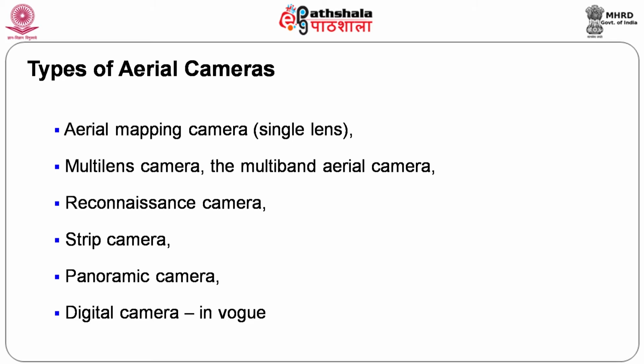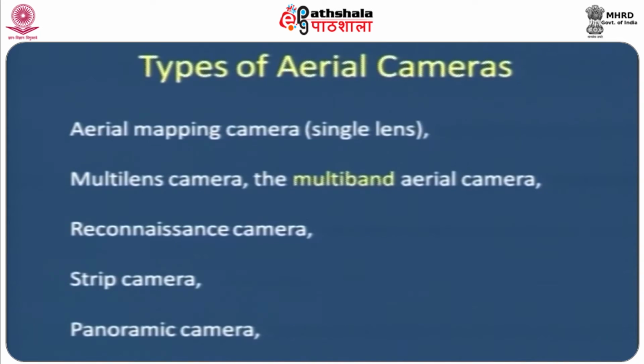Strip camera. This is the ideal one, especially in the case of, say, road analysis or networking. When I am trying to go for a road, because roads are invariably linear in nature, it may be a little meandering, but still linear in nature. In such cases, instead of taking part by part photographs, we can use a strip camera and take a large area as a single strip. That will be much more convenient for such applications.